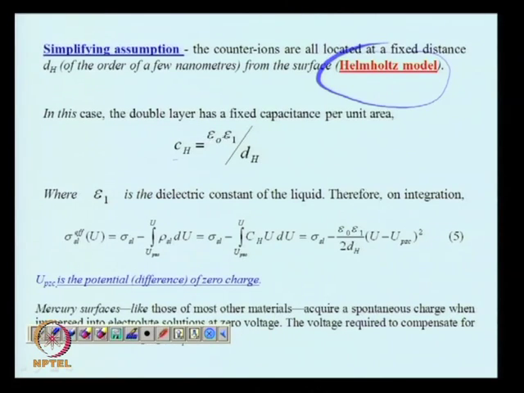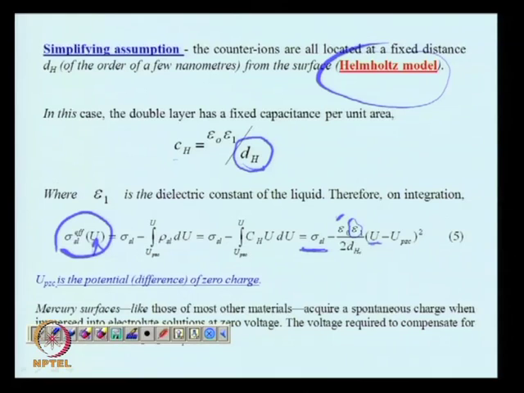So, here epsilon 1 is the dielectric constant of the liquid, and dH is the thickness of the layer as proposed by the Helmholtz model. That is, all the counter ions are going to be located at a fixed distance from the surface. When you integrate the previous equation, this gives rise to the change in surface energy on application of some voltage U, as a function of the surface energy when you do not have any electric field, and these are properties of the solid liquid interface.